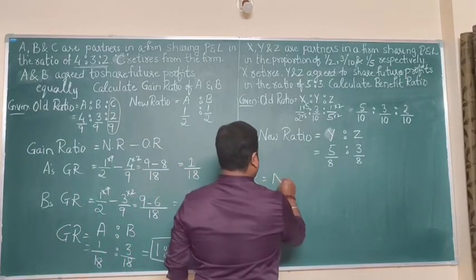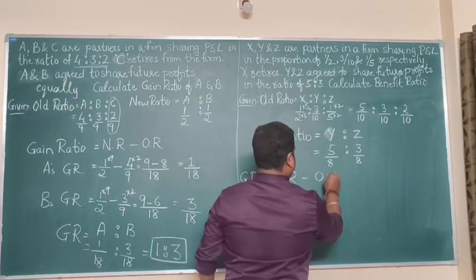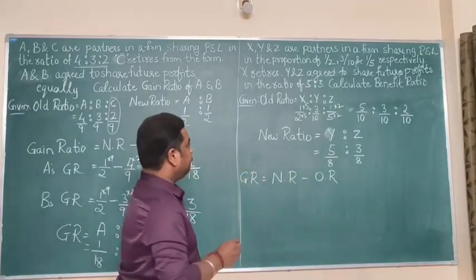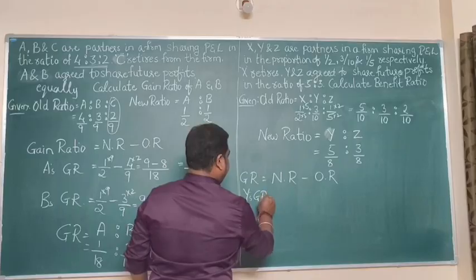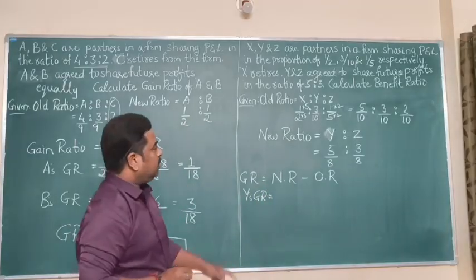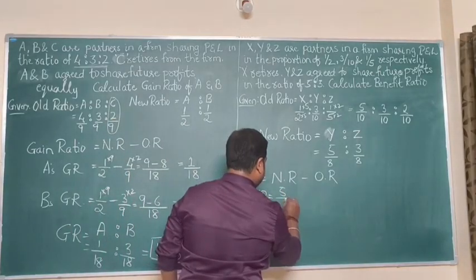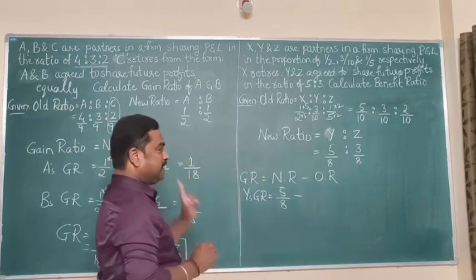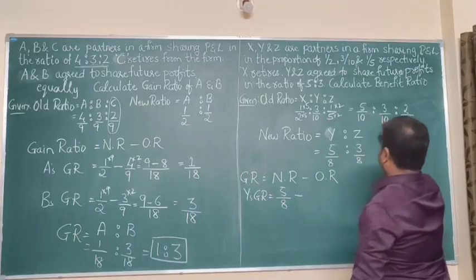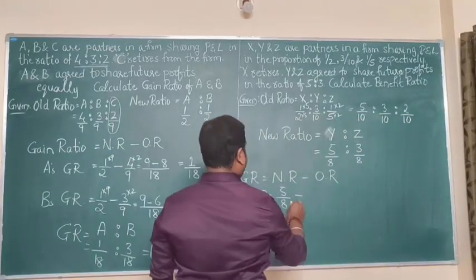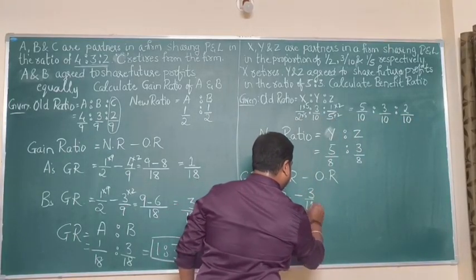Gain ratio is equal to new ratio minus old ratio. Y's gain ratio is equal to, what is Y's new ratio? 5 by 8 minus, what is Y's old ratio? It is 3 by 10. Am I right? 3 by 10.